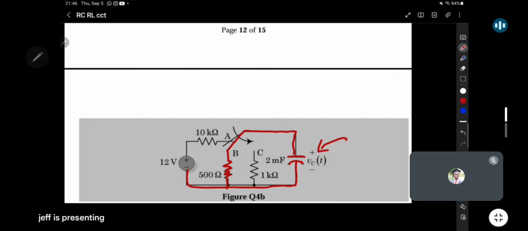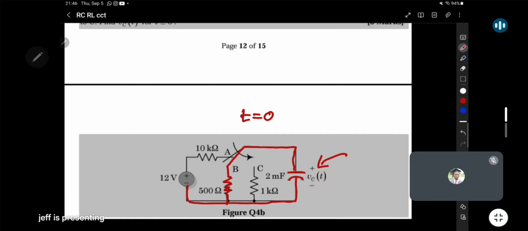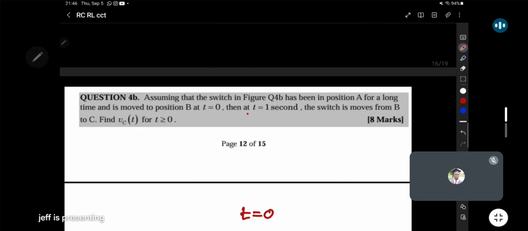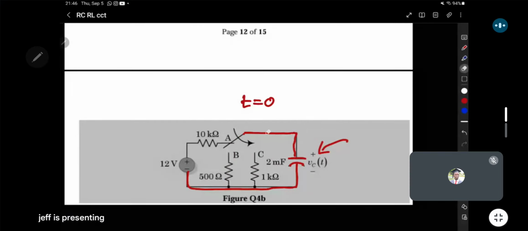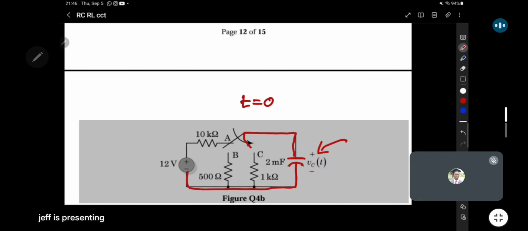In position B, what happened? This was from t equals 0. But it was only in position B for a second, because the question goes on to say that at t equals 1 second, the switch again was flipped, but this time it was taken to position C. Now this is the circuit that we had. And then they want us to find the overall voltage VC as a function of t.